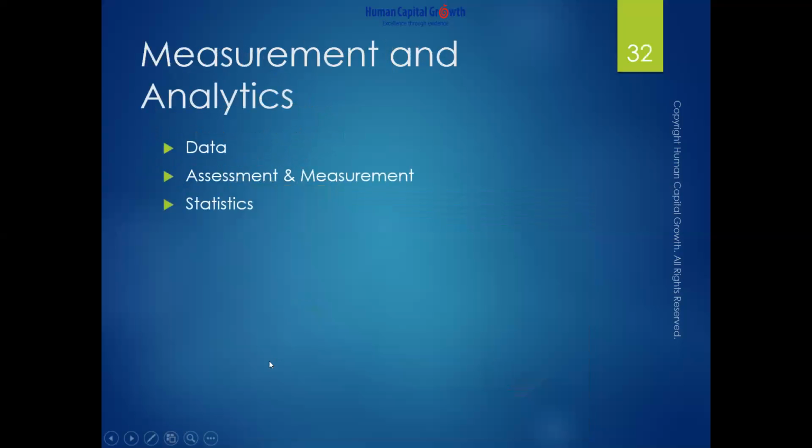And the two final pieces I'll talk about is measurement and analytics helps take the outcomes to a higher level faster.